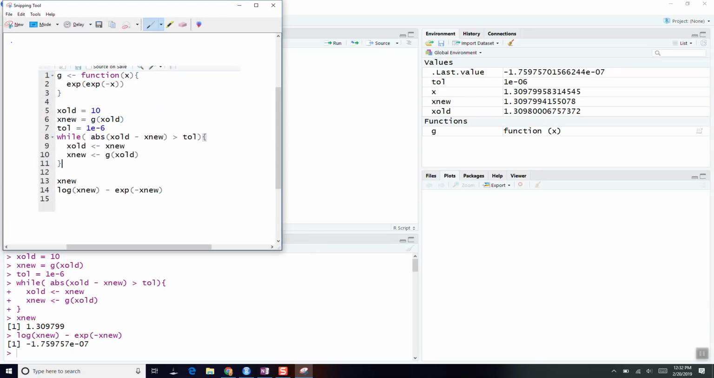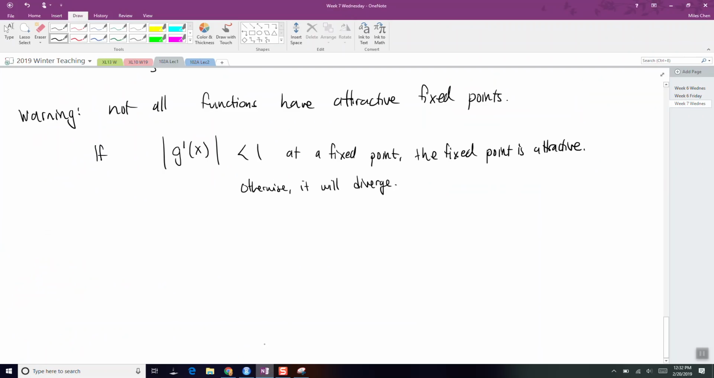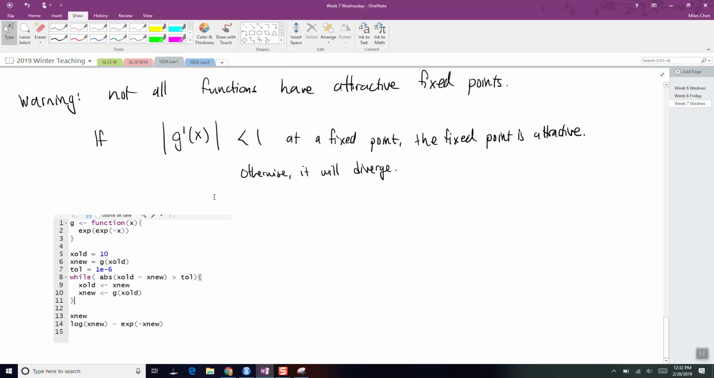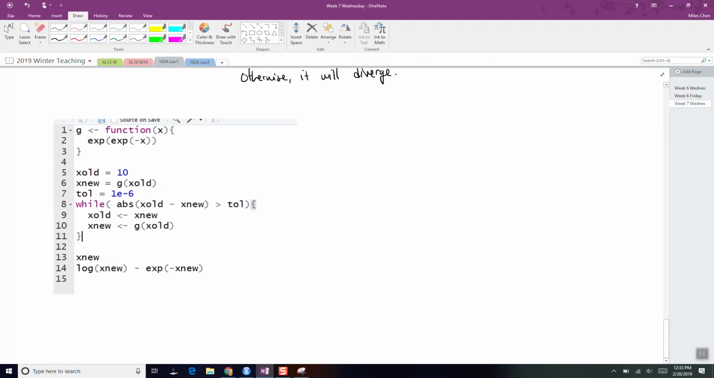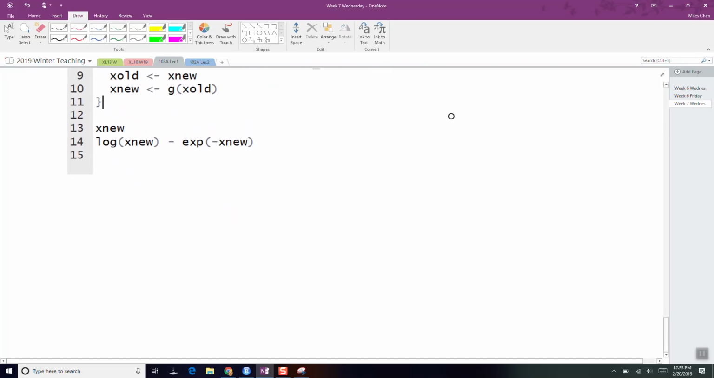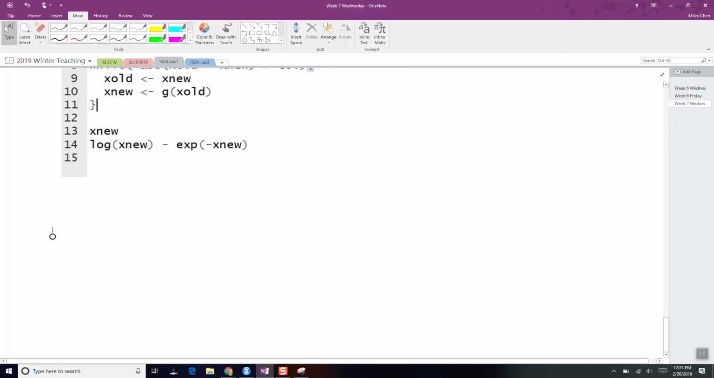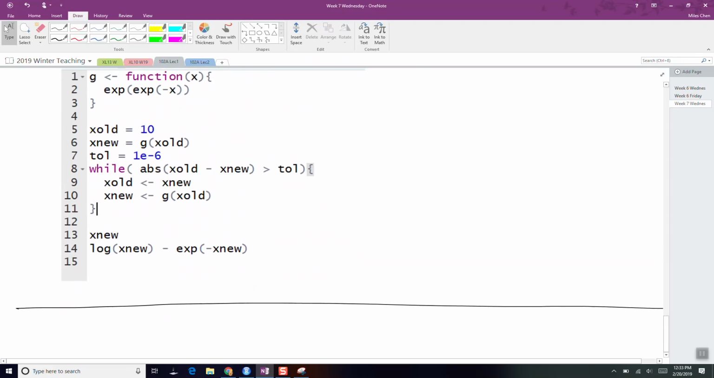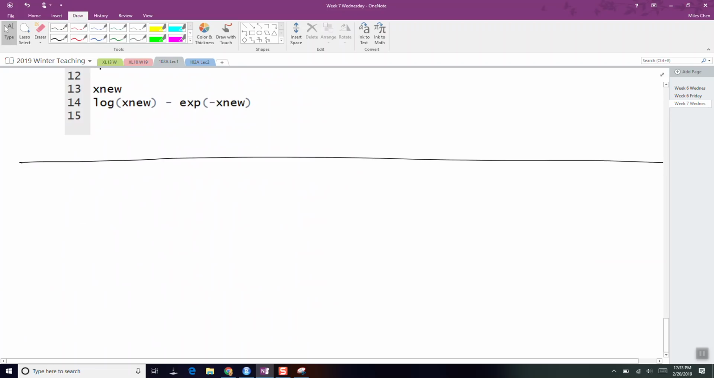Throw that in the notes. So that's what's going on. I'll have you implement this in your homework, and you'll draw some graphs to visualize how this thing's converging. So new homework assignment is coming. I know you guys are excited.